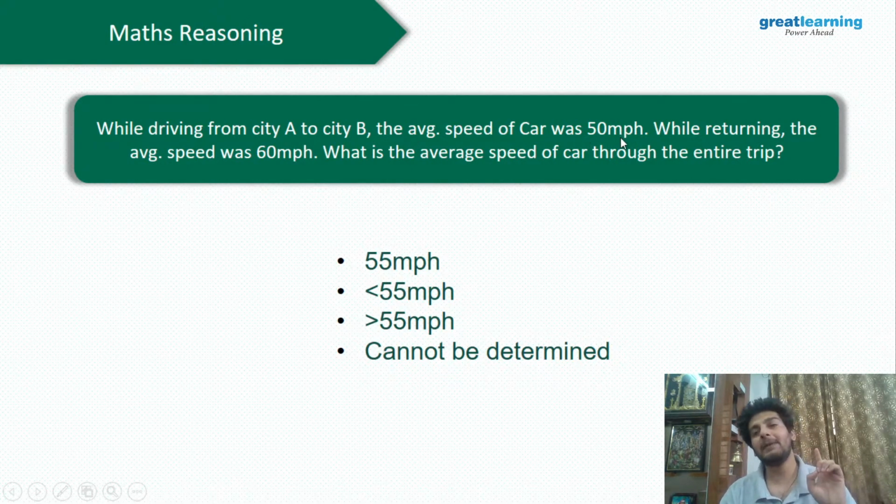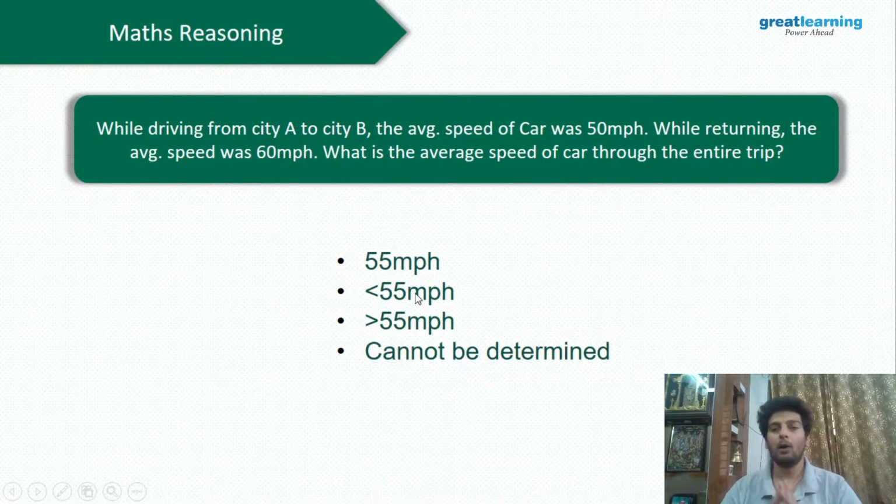Since the speed is less, the car would spend more time traveling from A to B. And since the speed is higher when it travels from B to A, it would spend less time traveling from B to A. Now, since the car spends more time traveling from A to B, this would mean that the influence of 50 miles per hour is more when compared to 60 miles per hour. And when you take the average speed of the total travel or the total distance, you will realize that it would be less than 55 miles per hour.